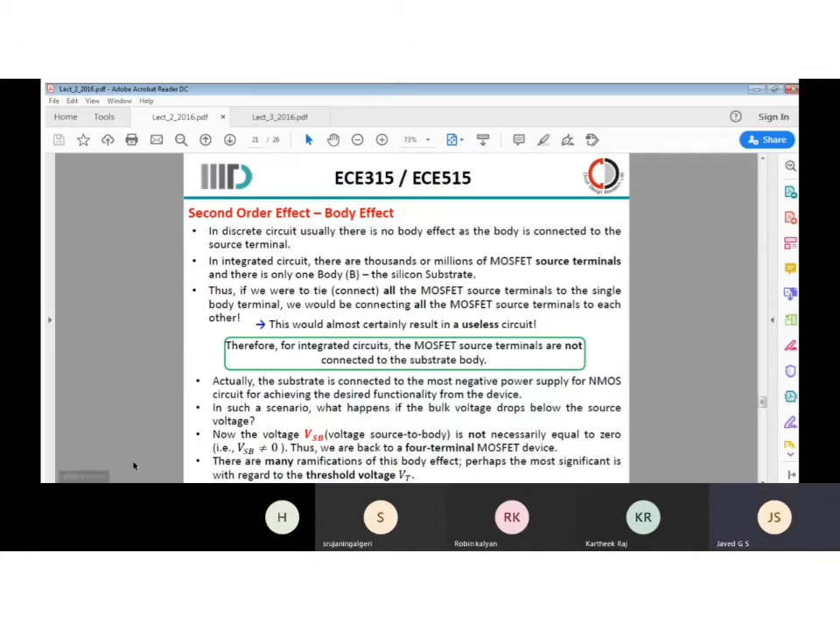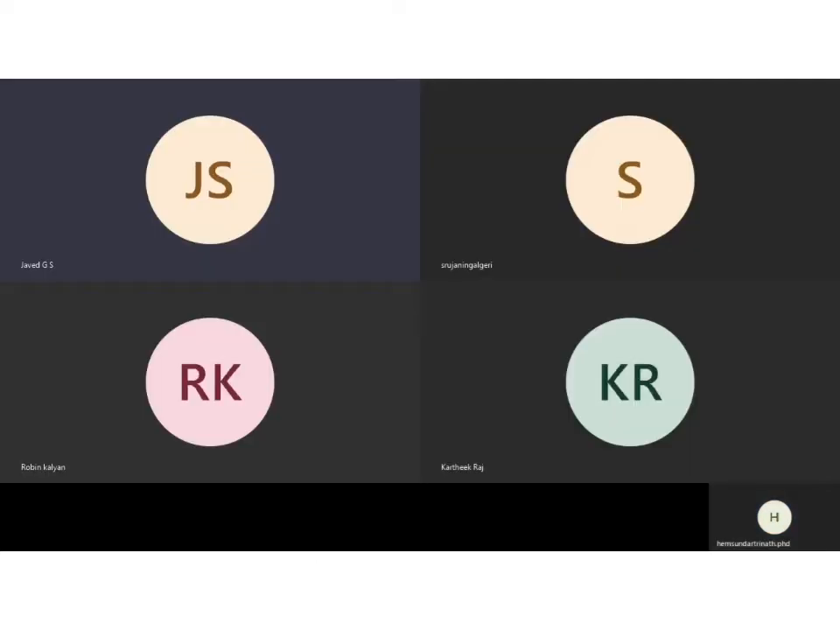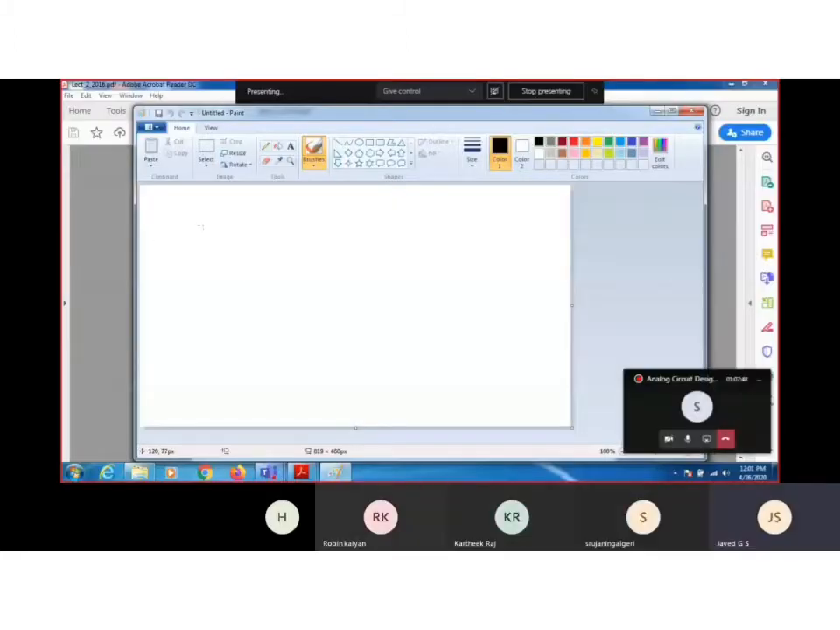What does this mean? Let me bring up the paint window again and quickly transfer to that. Okay, let me just share my desktop. Meanwhile, we can use that.